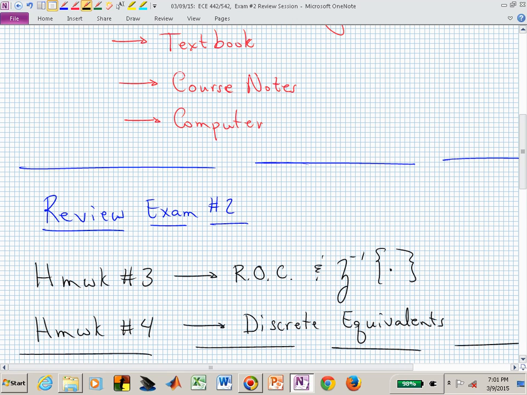Essentially, the exam is covering 2 homework assignments. Homework number 3 is dealing with the region of convergence and the inverse Z transform. And homework number 4 is discrete equivalence. That's the material that you will be responsible for on Wednesday for exam number 2. It's since the previous exam material stopping point and halfway through today's lecture that we had earlier today.